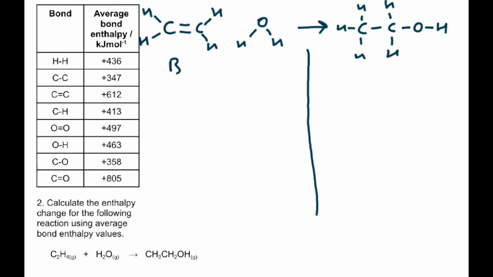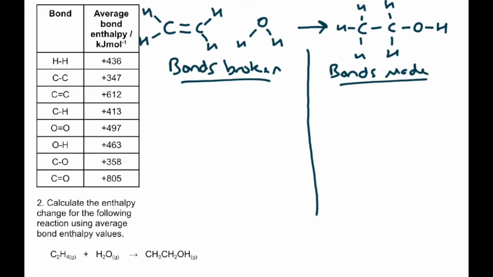Okay, so bonds broken on the left and bonds made on the right, in the products. So let's do it very organized. We are breaking a C=C bond, and that needs how much energy? 612 kilojoules per mole.